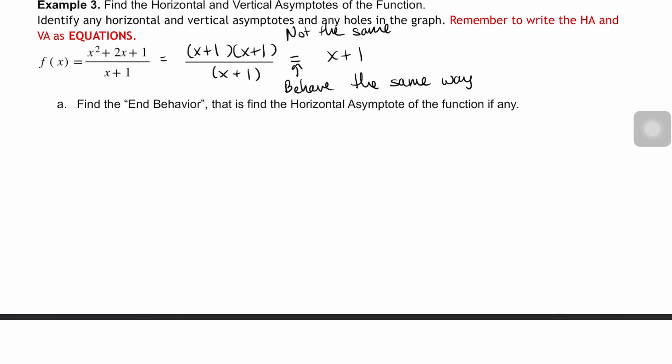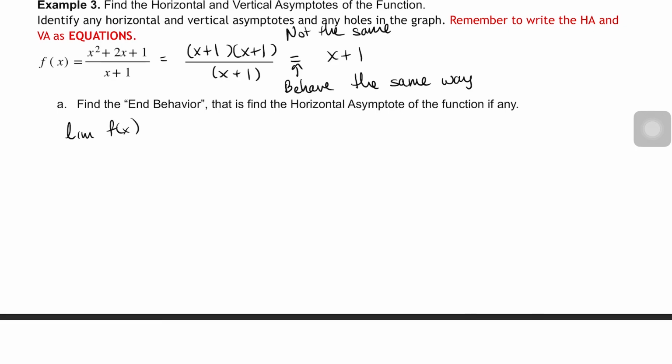We'll talk about the hole in a second. But because they behave the same way, they will have the same horizontal asymptote and the same vertical asymptote. Everything is going to be the same, x-intercepts, y-intercepts, except for the hole, and we'll talk about that in a second. Because they have the same behavior, they're going to have the same end behavior.